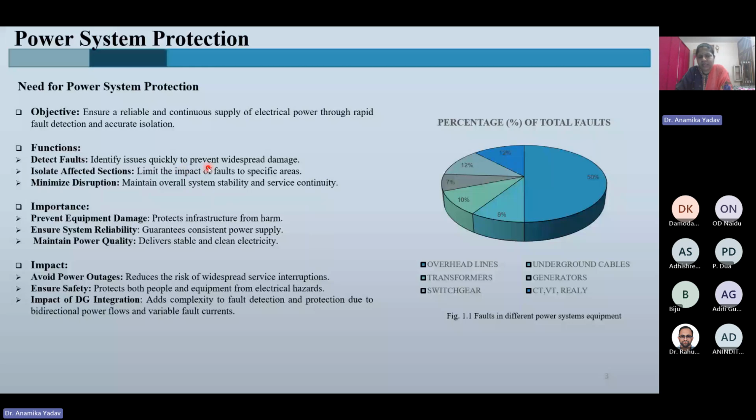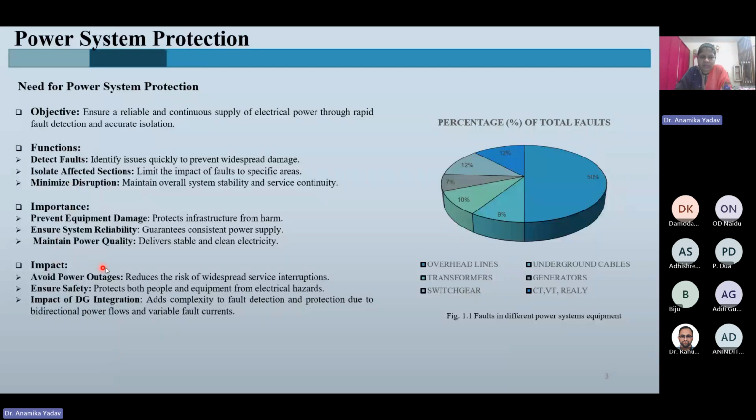once the fault is detected, we need to isolate the faulty part from the healthy part, so as to minimize the overall damage to the equipment, basically due to the high impact of fault current that may cause the damage of insulation, particularly to the transformers and also the insulators. So these are basically the functions, and the importance is to prevent the damage and ensure the system reliability, and finally to maintain power quality.